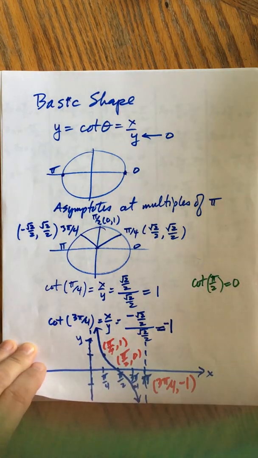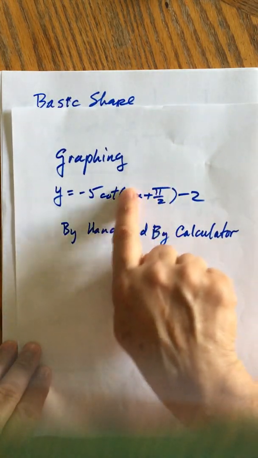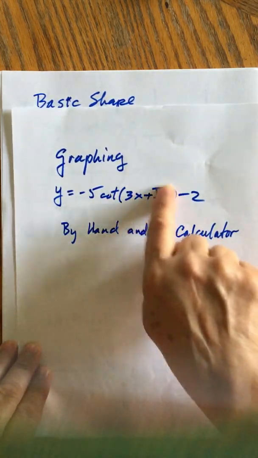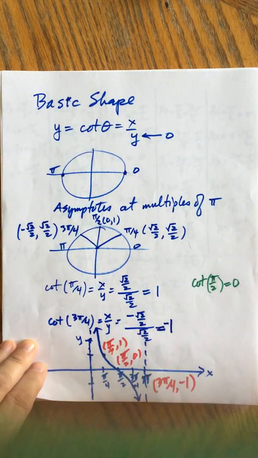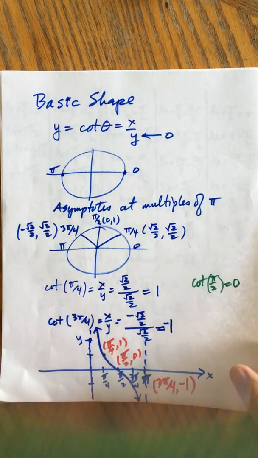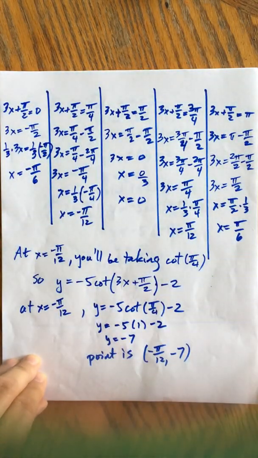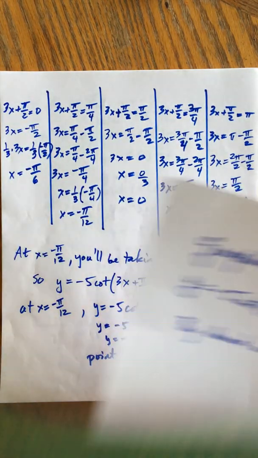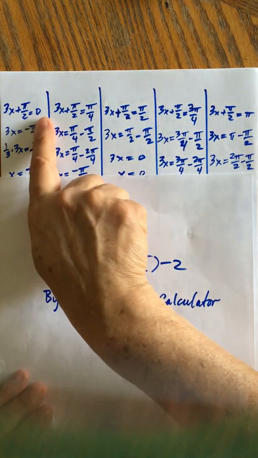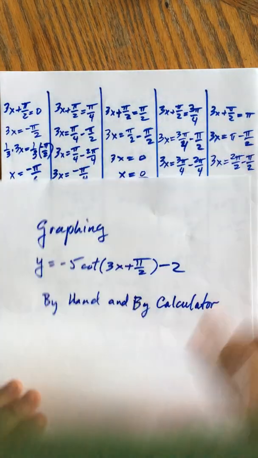All right. So to graph this more complicated equation then, I'm going to set what's here in the input of the argument equal to these values so that I know what x would make it end up taking the cotangent of these values. So here you go. I've gone ahead and set 3x plus pi over 2, that's what's in here, to the anchor values I want: 0, pi over 4, pi over 2, 3 pi over 4, and pi.